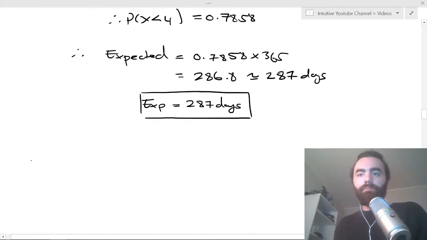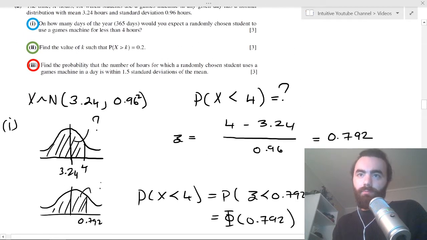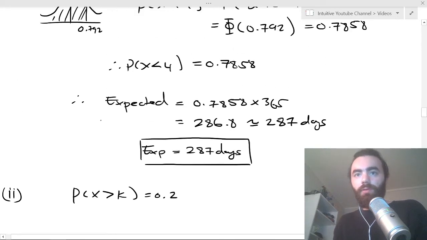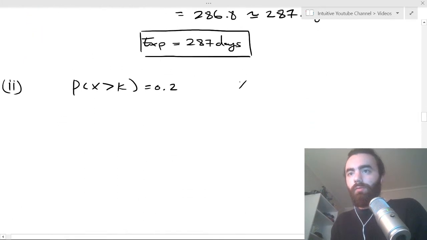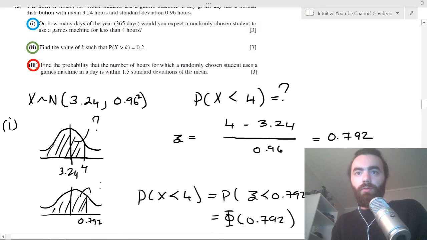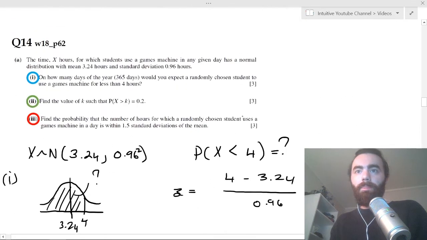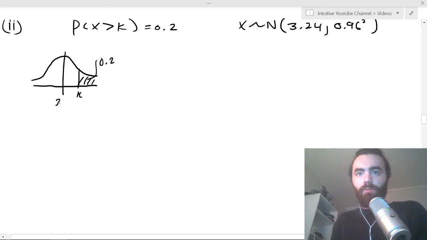Cool. Then part two. Find the value of k such that P of x is greater than k equals 0.2. It wants us to find the value of k. So again, we know this is for our 3.24 and 0.96 squared. So let's have a look at what this looks like. You have a k, and then this is 0.2, and this is your 3.24.